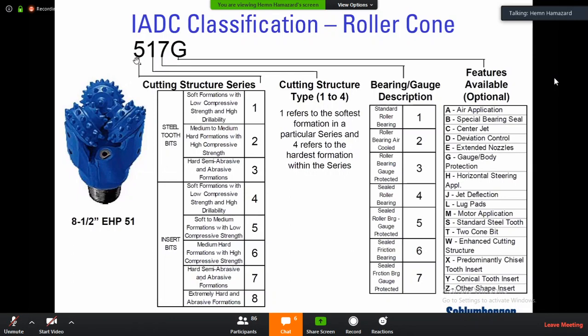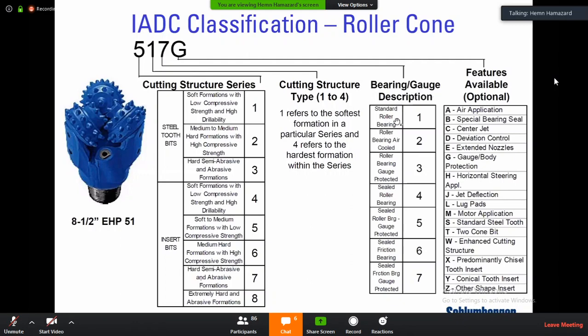You can know from these digits and the letter for the roller cone bits. The first digit is for the formation hardness. The lower the number is used for the softer formation, as you see. 8 is extremely hard and abrasive formations, but 1 is for soft formation with low compressive strength. The second digit is the cutting structure type for the bit. Okay, 1 refers to the softest, and 4 is for the hardest formations. You have the third digit, which is for bearing or gauge description.